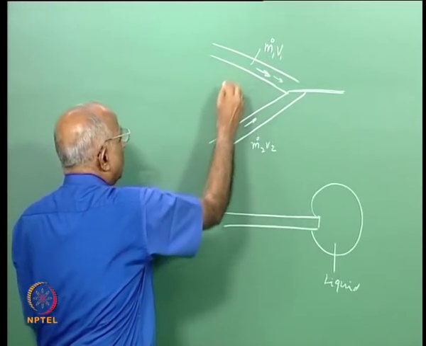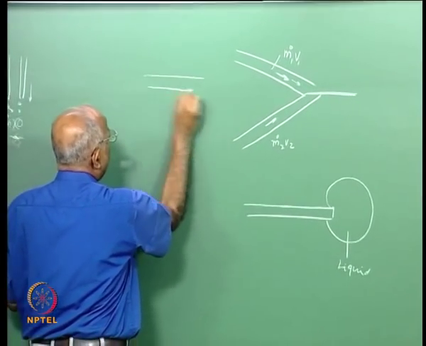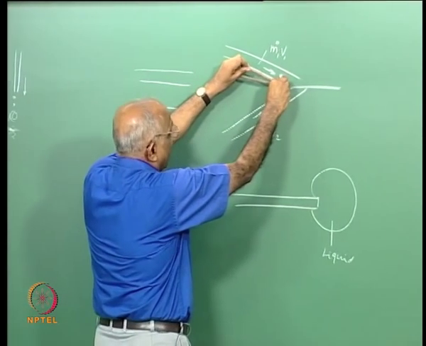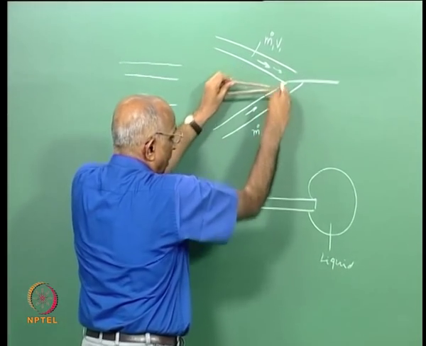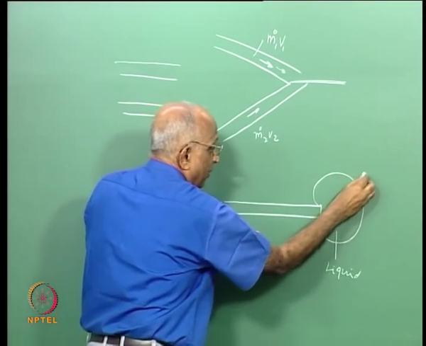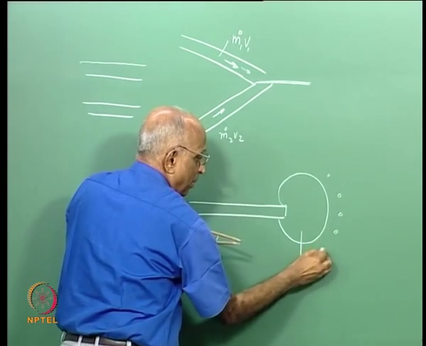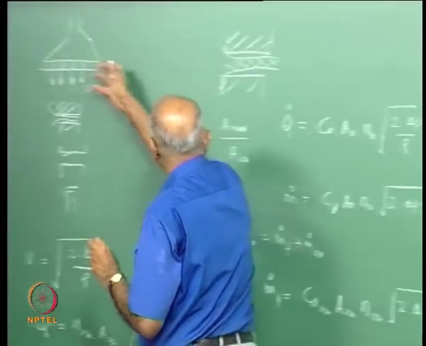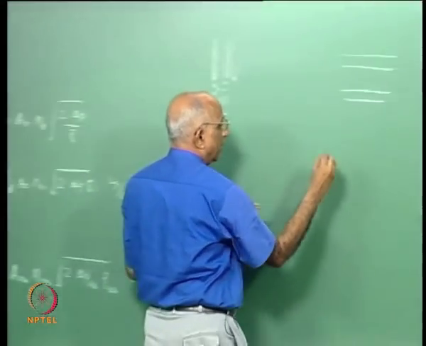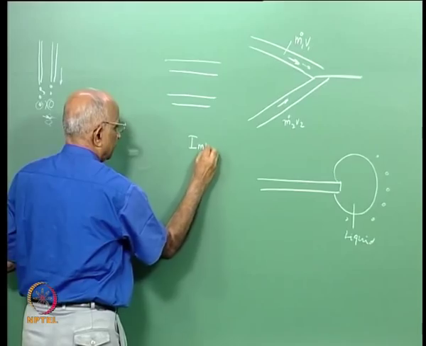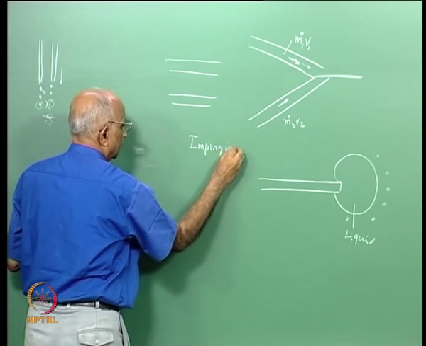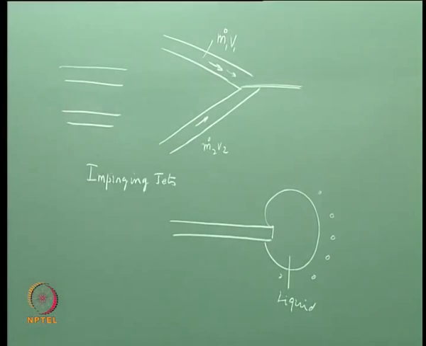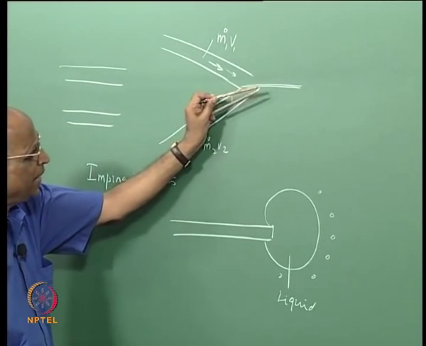Therefore, instead of using single jets in a shower head, I have a lot of jets like this. I make two jets impinge on each other, and therefore I form a thin liquid sheet which then breaks into droplets. So instead of having something like a shower head, I start talking in terms of impinging jets. And now we know I can make this final jet in any direction I want.